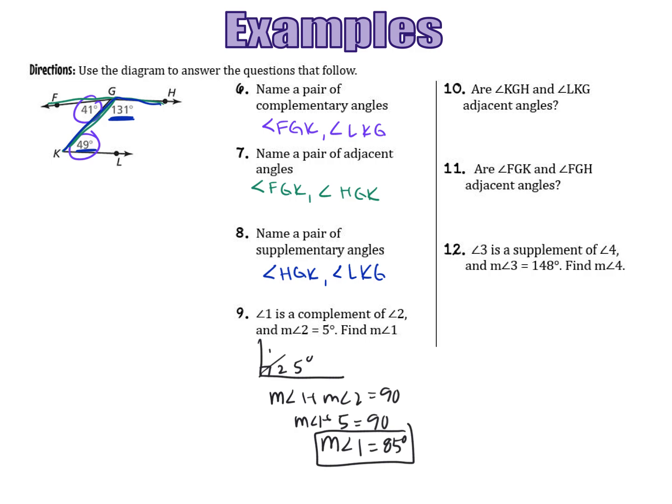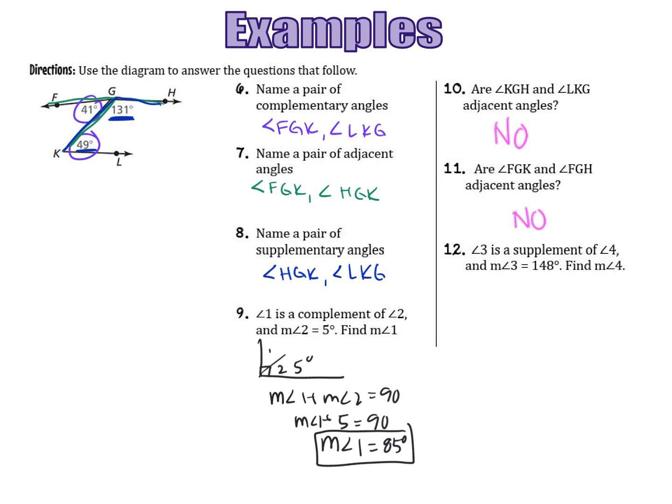For number 10, it asks, are KGH and LKG adjacent angles? And they are touching, but they share all of this space inside. And that means that they share portions of their angles, so they are not adjacent angles. Similarly, angle FGK and angle FGH share a whole portion of an angle, so those are also not adjacent angles. So remember, adjacent angles don't share any points inside the angle itself.